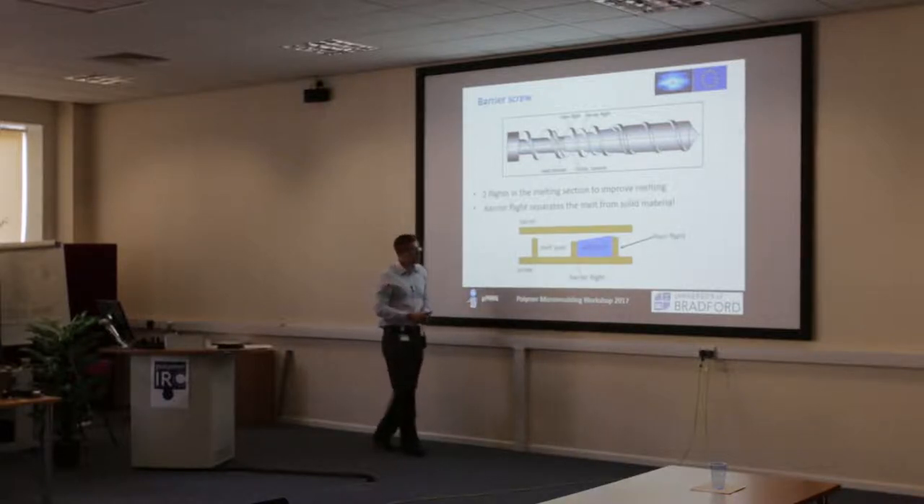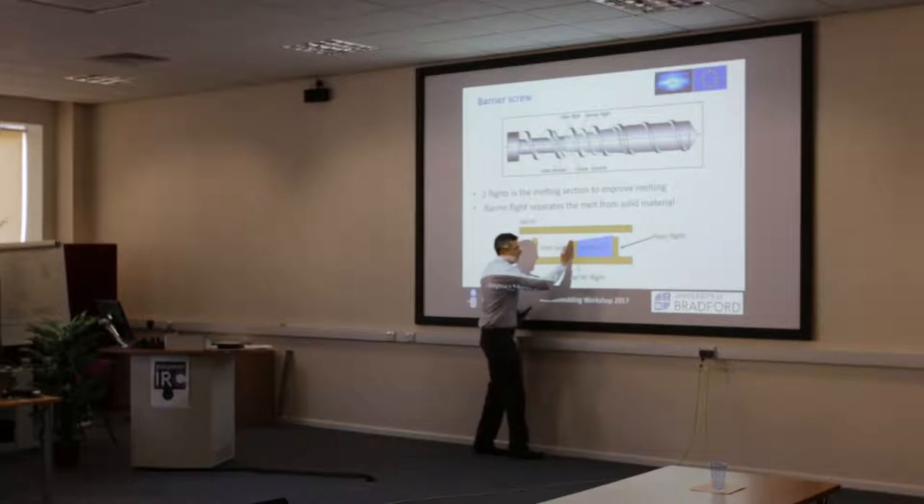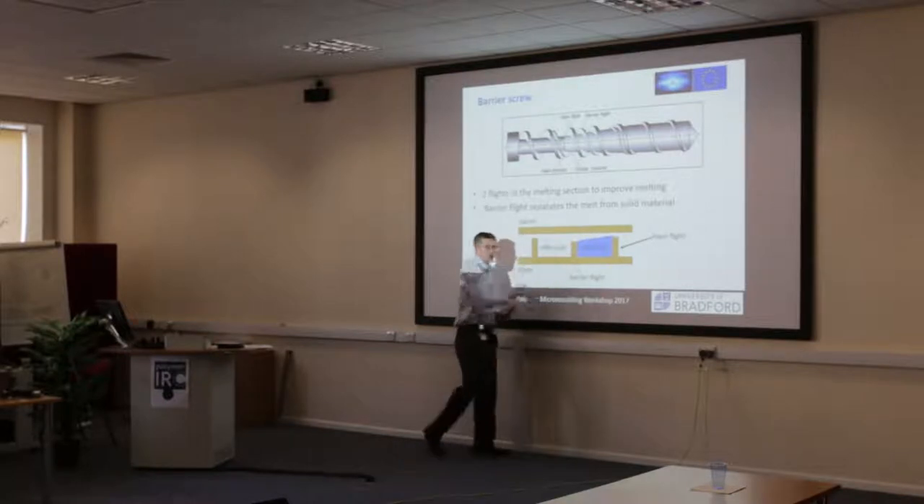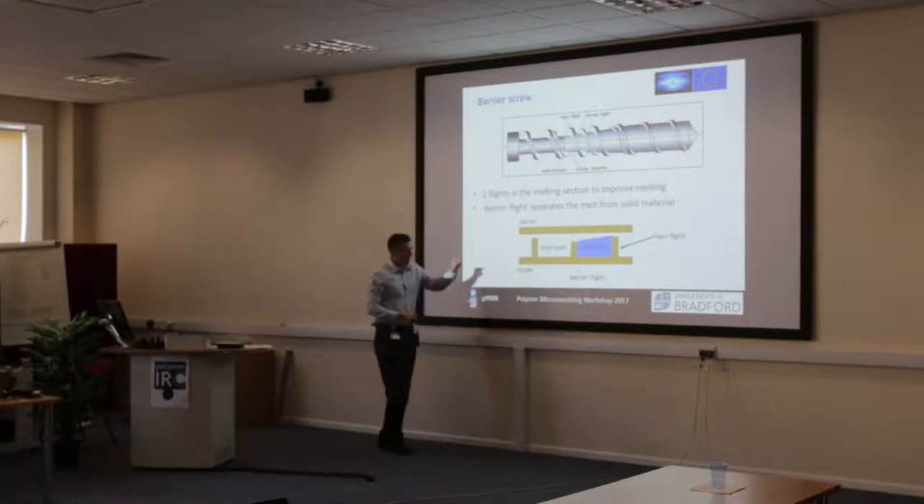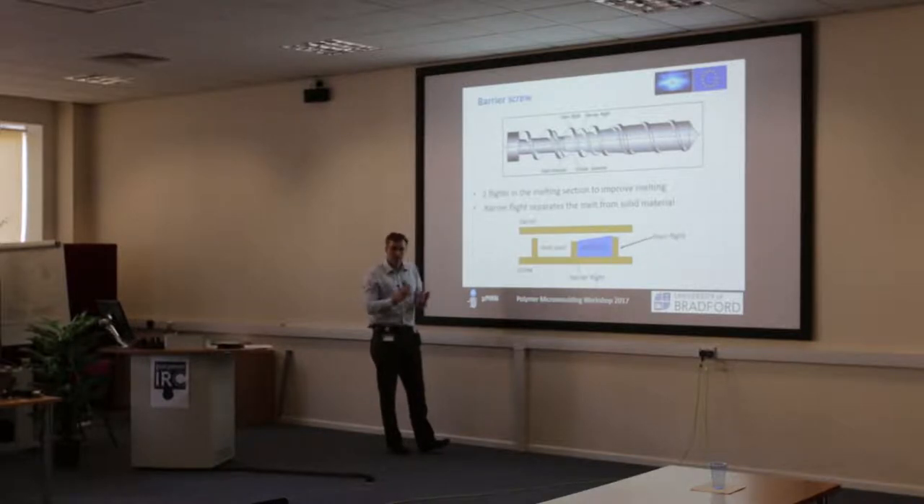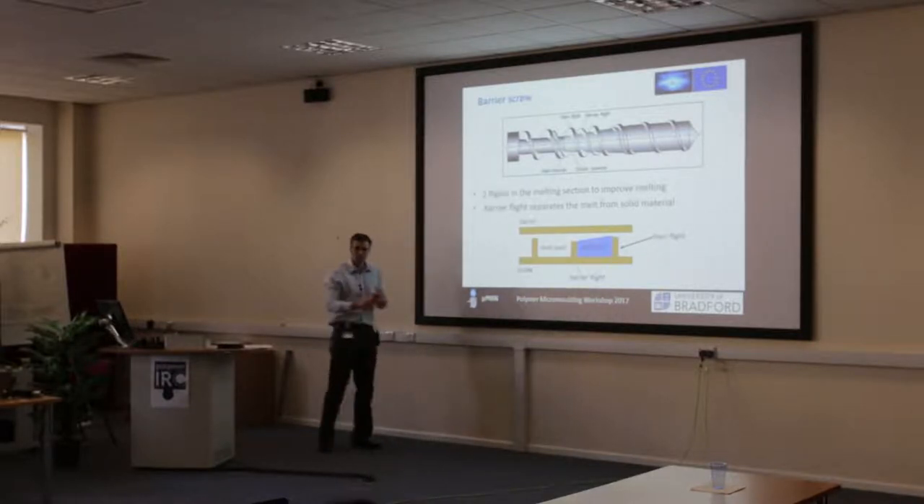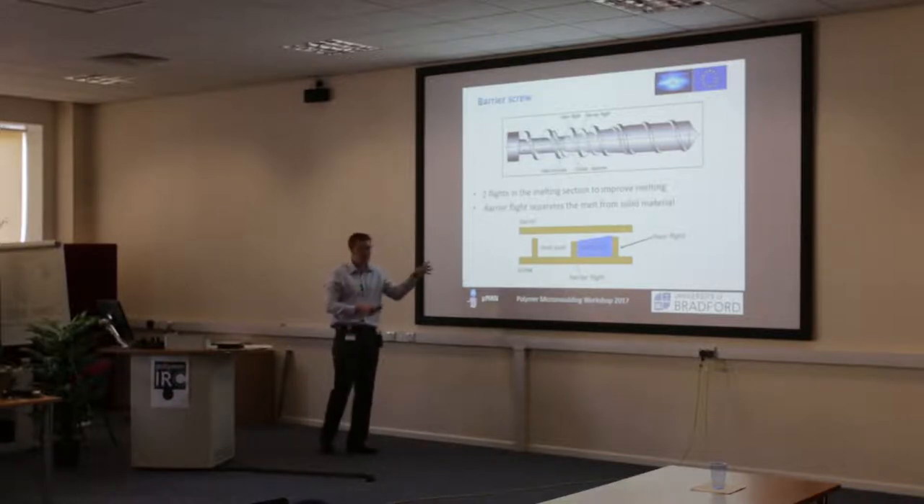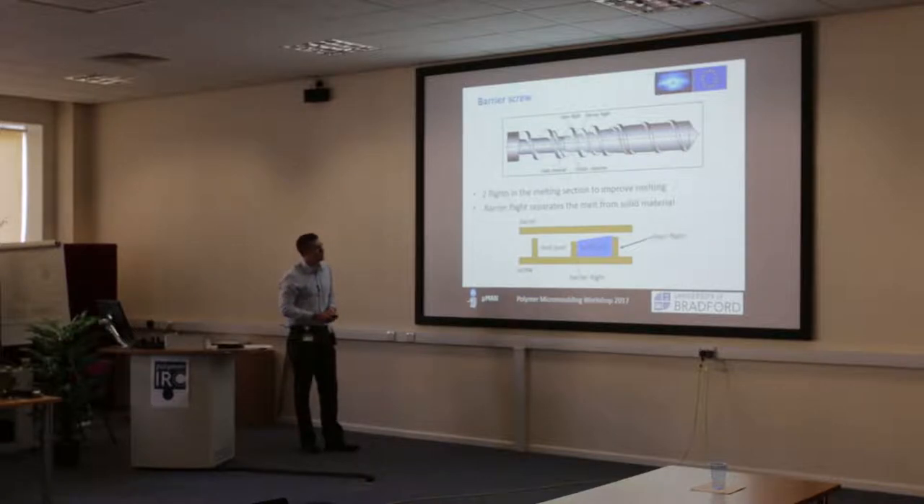So that mechanism forces the polymer, by the end of the screw, that flight's moved completely to that side. All that material doesn't have any choice. It must be in the molten state, because that gap is very, very small, it can only pass through if it's molten. So it's forcing the polymer to be molten by the end of the melting section of the screw. So it's much more effective. We do have barrier screws, and I can show you some in the labs if you want to have a look in a bit more detail.